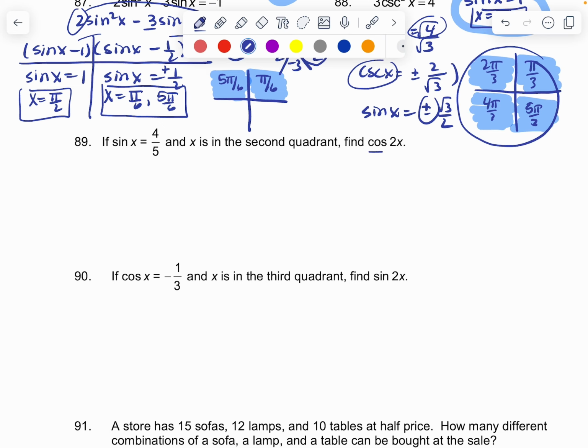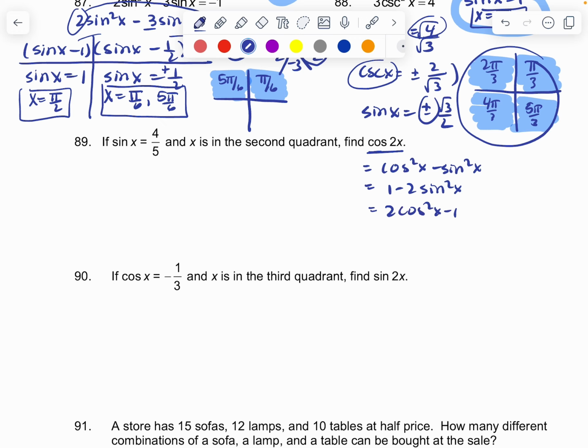So I want to find the cosine of 2x. If you look at your identities, cosine of 2x actually has 3 different identities. So one of them is that it equals cosine squared x minus sine squared x. The other one is 1 minus 2 sine squared x, and the third one is 2 cosine squared x minus 1.